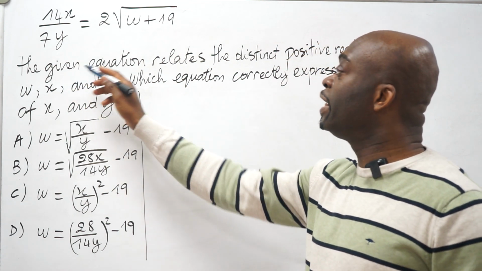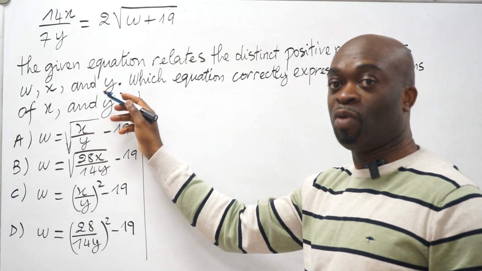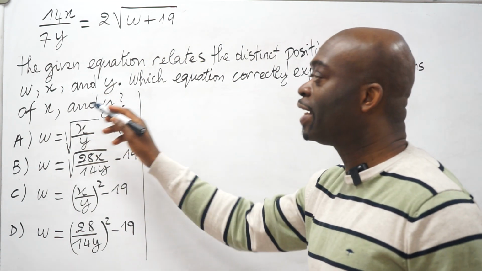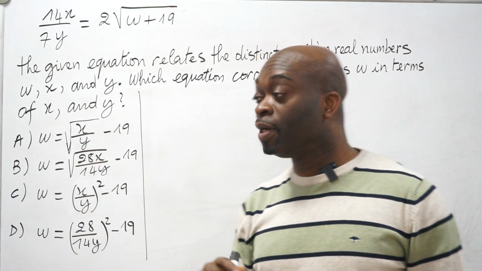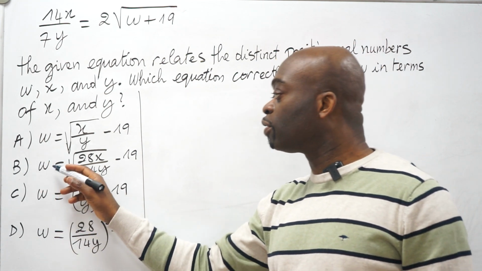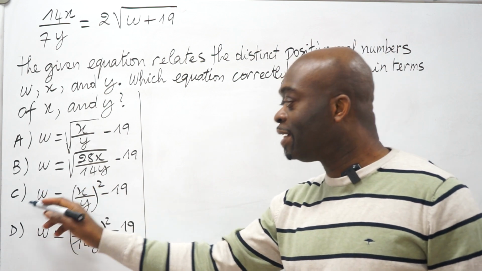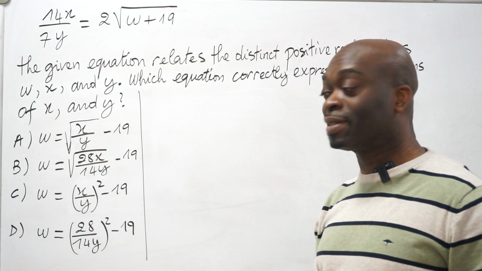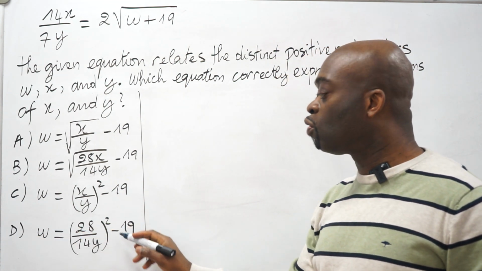So what's happening is the given equation relates to the distinct positive real numbers w, x, and y. Which equation correctly expresses w in terms of x and y? Okay, so we have the possible answers here. A is w equals square root of x over y minus 19, B is w equals square root of 28x over 14y minus 19, C is w equals x over y, both squared, minus 19, and then D, w equals 28 over 14y, both squared, minus 19.